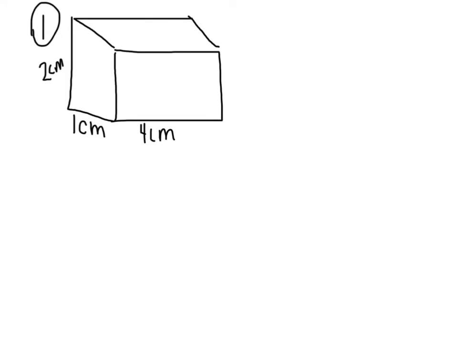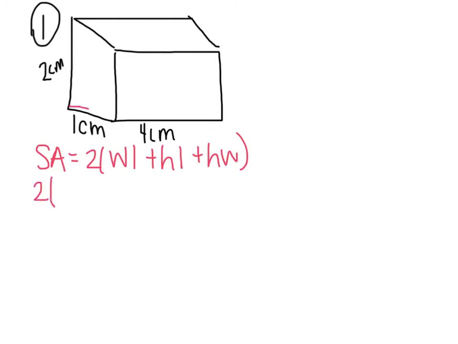So here is our rectangular prism, and the first thing we want to do is write out our formula. So surface area equals 2 times width times length plus height times length plus height times W. You need to write this out every time. Now let's plug in our numbers. So 2 times, the width is 1, so this is W, this is length, this is height. So we're going to say 1 times 4 plus 2 times 4 plus 2 times 1.